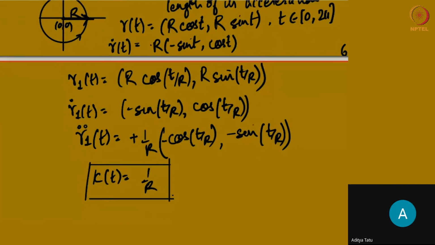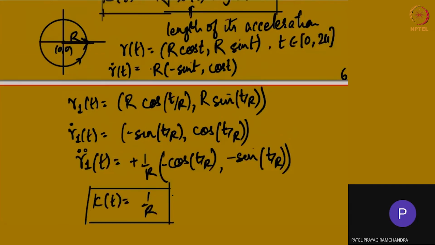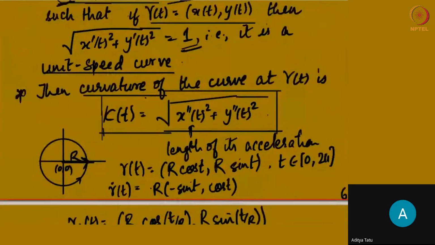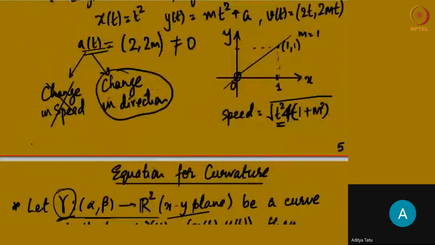Sir, I don't get why the length of the acceleration vector gives us curvature. It does not always give it. So why is acceleration present, right? It's present due to one of these two sources. Either there is a change in speed or there is a change in direction, right? Yes.